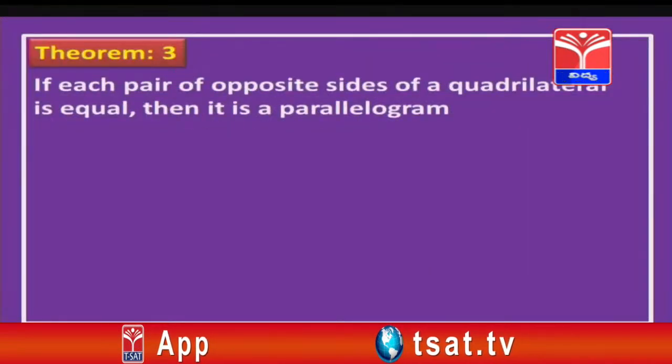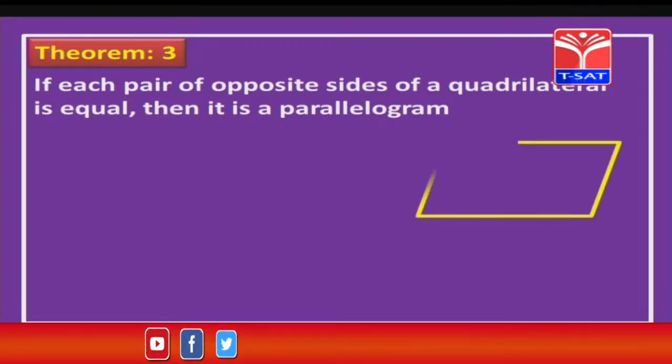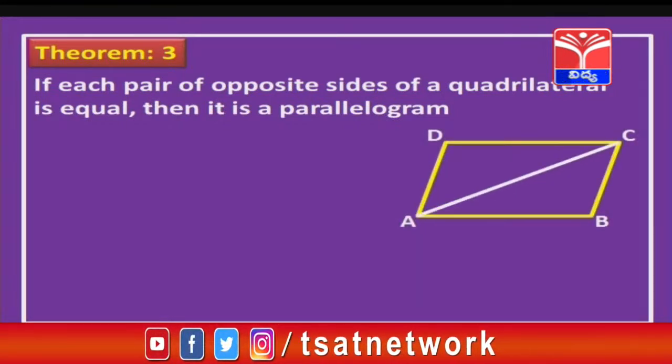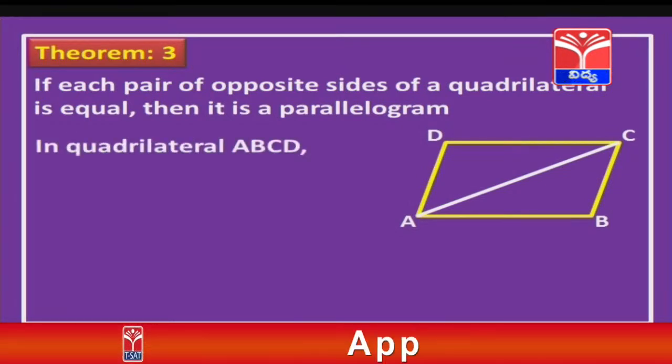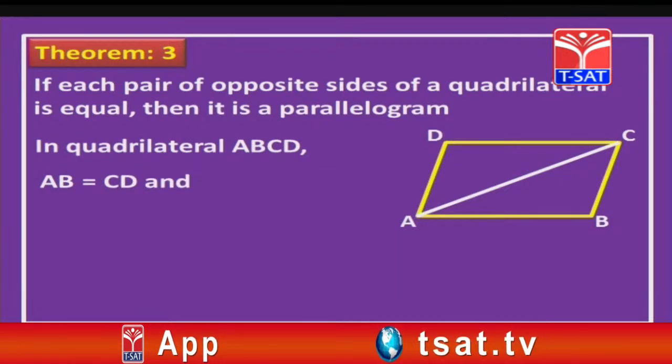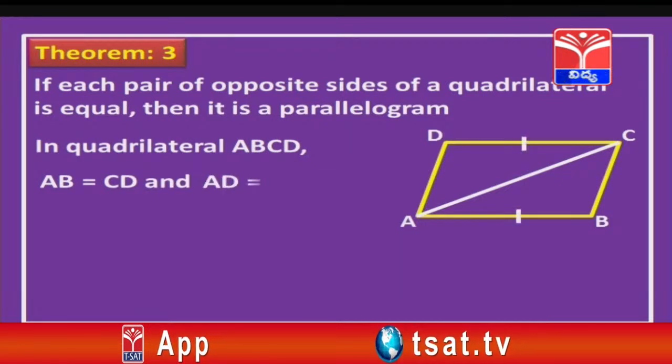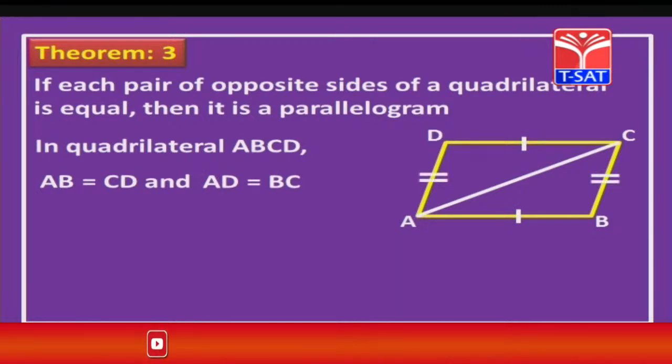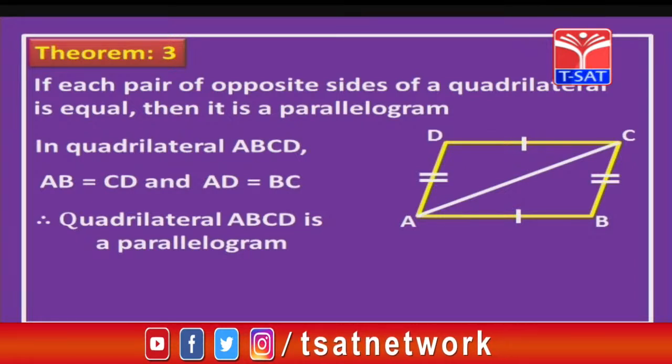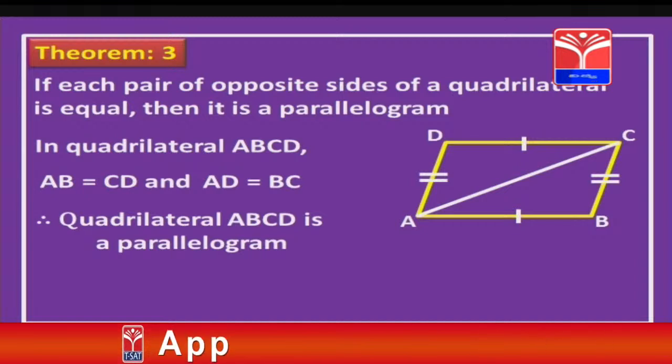So, let us move on to our next property of parallelogram. If each pair of opposite sides of a quadrilateral is equal, then it is a parallelogram. So, let us understand this. So, quadrilateral ABCD is given, okay, and in this we have AB and CD both are equal, and also AD and BC are equal. So, both the pairs of opposite sides are equal. Now, whenever both the pairs of opposite sides are equal in a quadrilateral, that quadrilateral becomes a parallelogram. So, this is theorem 3.